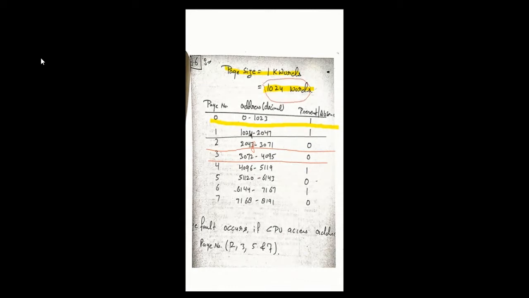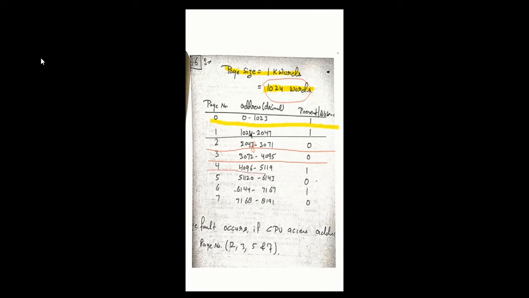Suppose the size of the page is given as 2 kilowords, then what will you do? 2 kilowords means 2048, meaning 0 to 2047. So you will be adding 2047 every time. But because here the size of the page is given as 1 kiloword, which is 1024, that is 0 to 1023, you need to add only 1023 in this case. In another case, if the size of the page is different, you have to add that size. Hope you are following me.